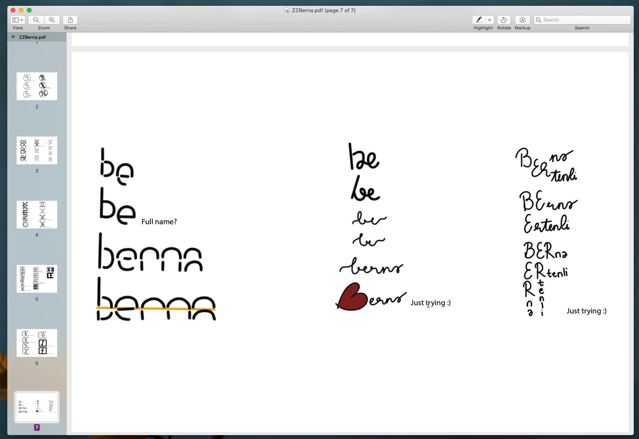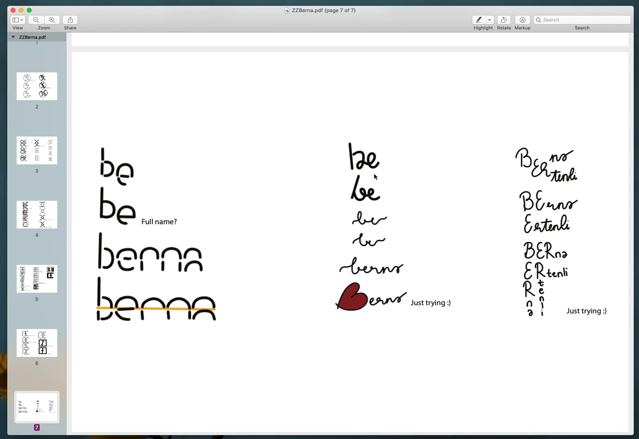So really good that you're just trying. So fun things to see. This is not really working well, but the ertani is working nicely, but the E and the R need to be connected somehow. They're two separate. I see them as two separate things.